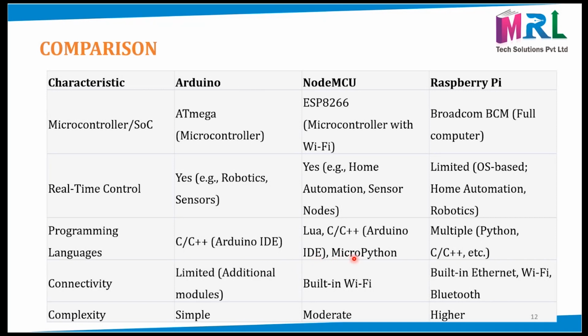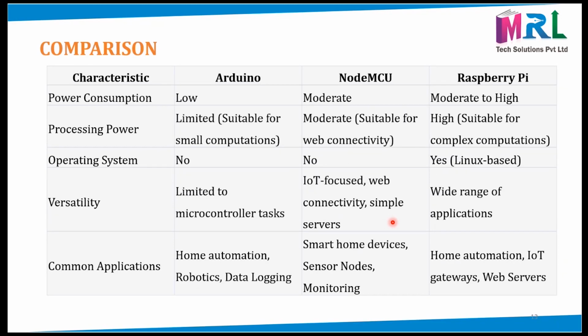In terms of complexity, the Arduino is very simple. In the Raspberry Pi, the complexity is higher. For common applications, with the Arduino we can use it for home automation, robotics, and data logging. With the NodeMCU, we can use it for smart home devices, that is, embedded system sensor nodes. And in the case of Raspberry Pi, we can use it as a main control unit for home automation, and for IoT gateways and web servers.